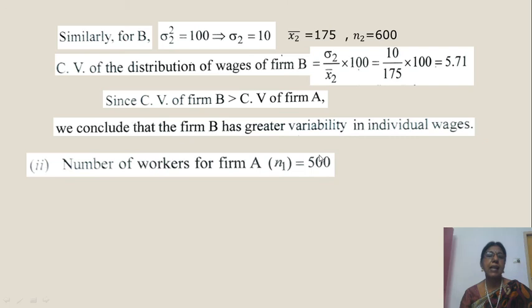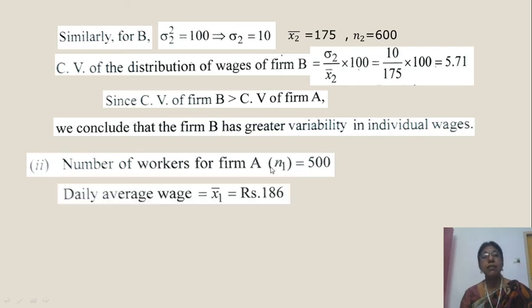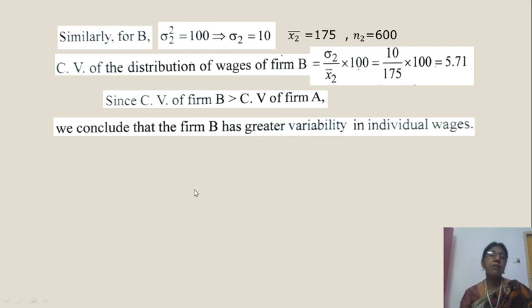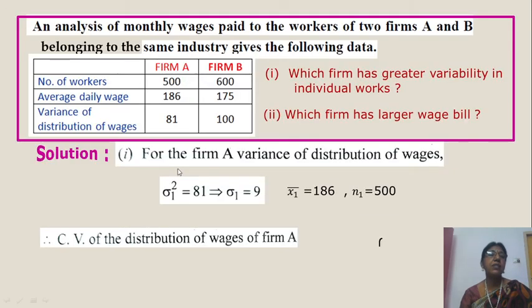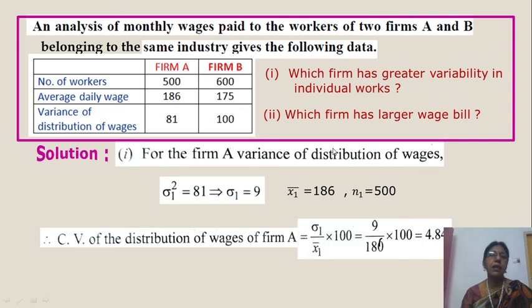Next, about the salary. The number of workers in the first form A is N1, 500, and what is their average? The average is 186. What is the total salary? Average into number. Similarly, the average of B and the number of workers. You get the total bill. So after finding the total bill, you observe which form has the larger bill, wage bill or salary bill.